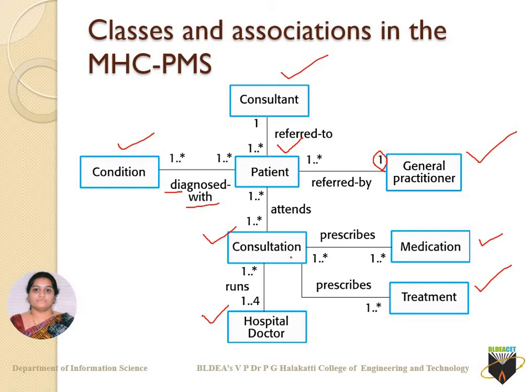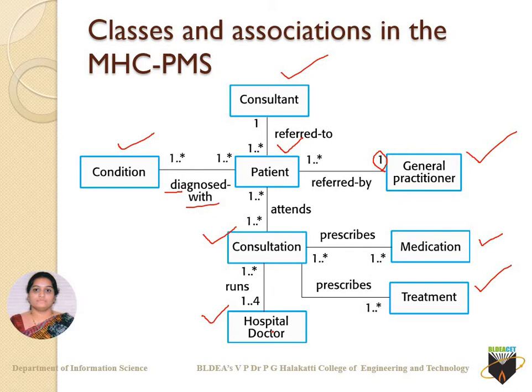Patient attends consultation. A patient can attend a consultation a single time or multiple times, because if it's a single-time medication, he will be consulting only one time. If it's a treatment, or involves a hospital and all those things, then the patient goes through consultation multiple times. So consultation prescribes medication, either a single time or multiple times. In the same way, one or asterisk means multiple times, with only a single treatment or multiple treatments. Consultation says either a single consultation or multiple consultations.